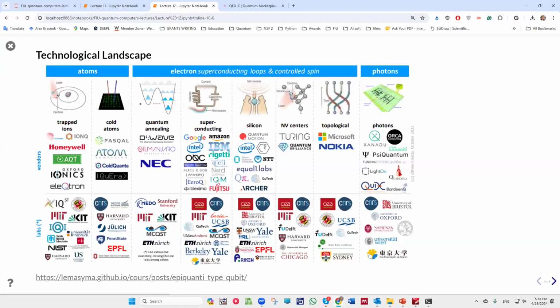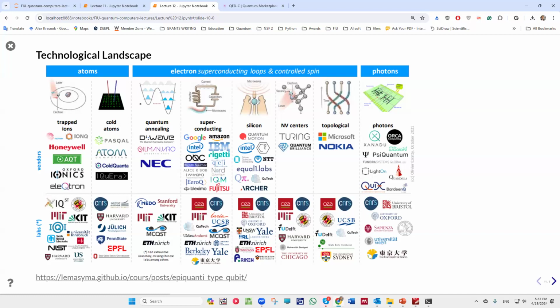Okay, so there are many types of quantum bits or qubits, and many platforms for quantum computing that people develop today. As I said, there is no one approach that works perfectly. Every system has pros and cons, advantages and disadvantages. And that's why many companies and many labs develop different approaches.